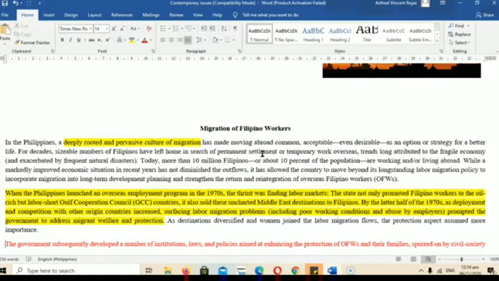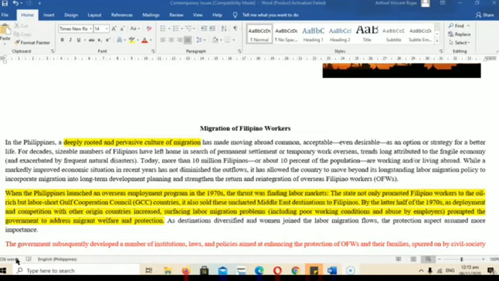Today, more than 10 million Filipinos, or about 10% of the population, are working and/or living abroad. While a markedly improved economic situation in recent years has not diminished the outflows. By this massive movement of Filipinos working abroad or living abroad, we came to the long-term development planning, which is the reintegration of OFWs. When we say OFWs, the Overseas Filipino Workers, our modern heroes.